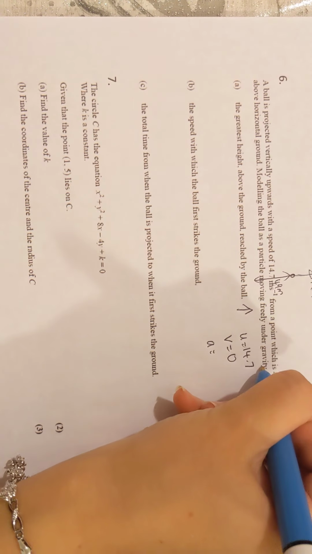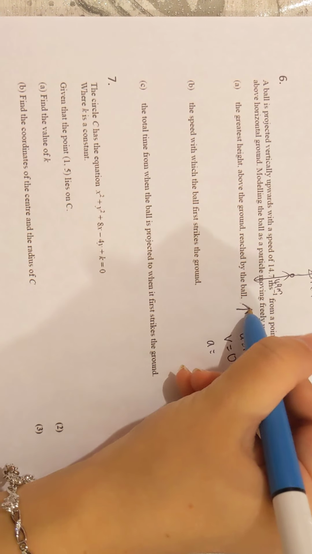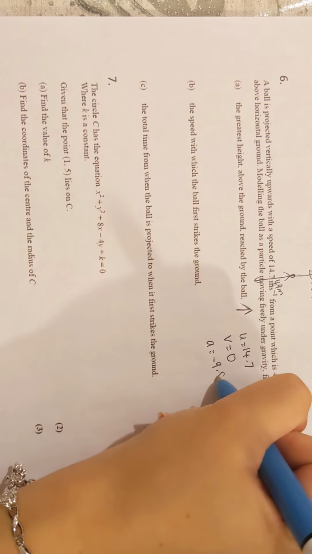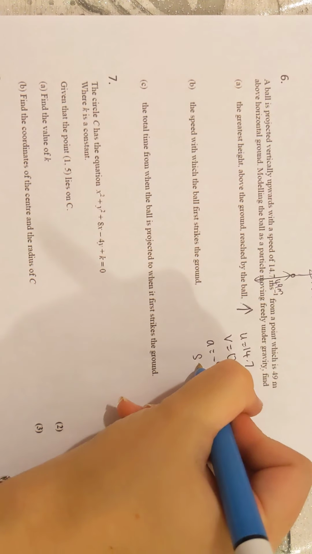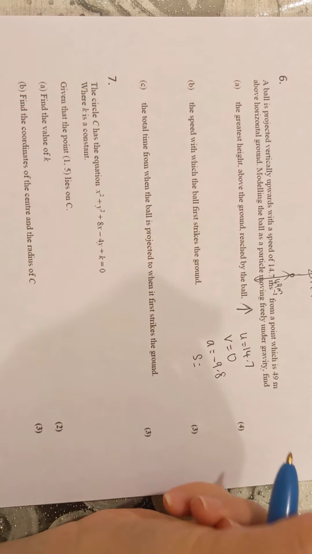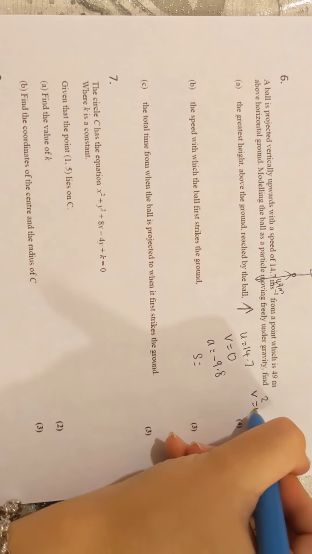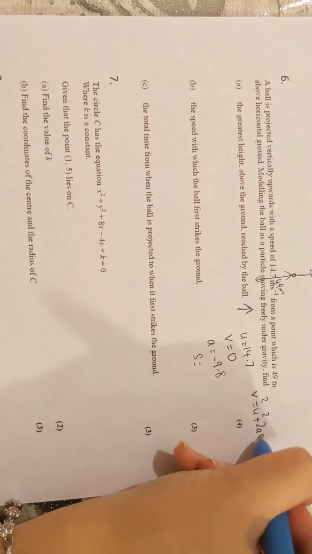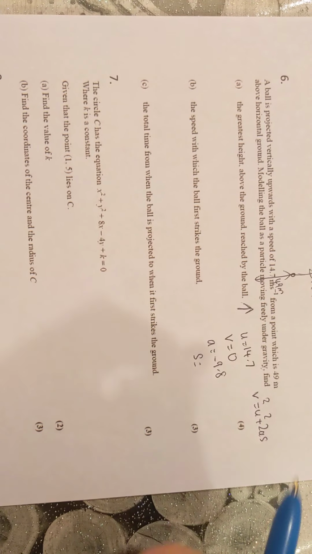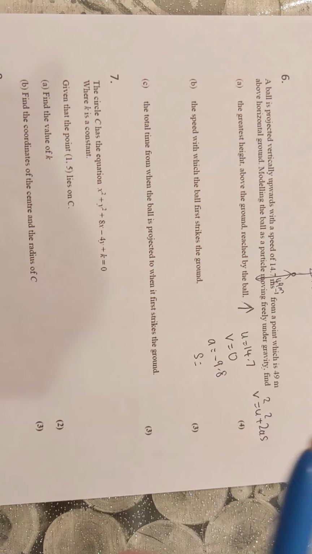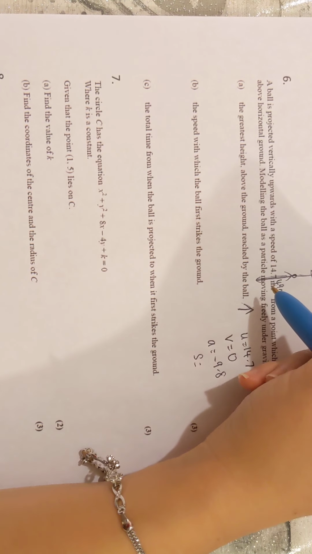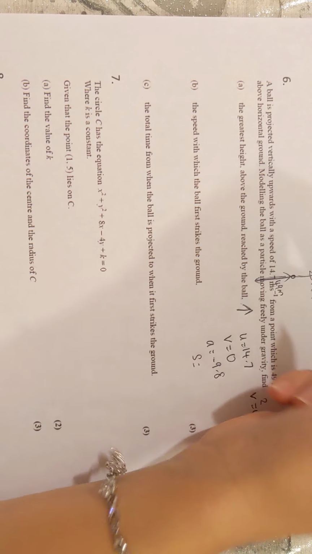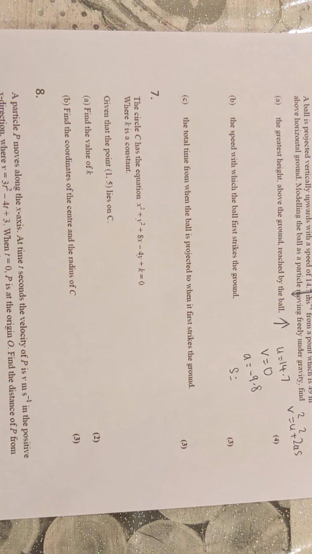So v would be 0. It's moving freely under gravity, so because we're resolving upwards, it's going to be minus 9.8 because that's going to be acting downwards. And then you just need to work out s. So the formula for that is this one. Okay, so you need to rearrange that to get your s and put those values in. And just remember as well, because it's the greatest height above the ground, you'll then need to add on your 49 meters as well.